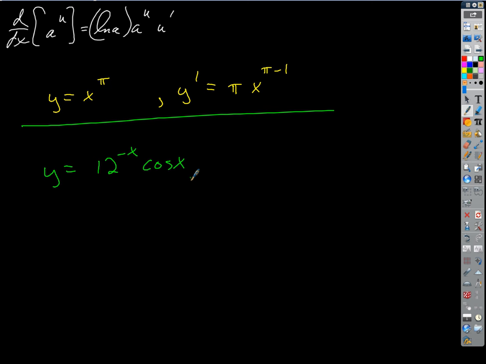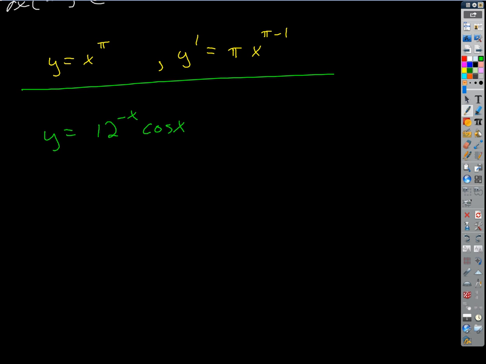Okay, so what's the first rule that applies here? What's the product? Yeah, it's a product of some stuff, right? So we've got to use the product rule. When we calculate y prime, we'll do first times the derivative of the second. So we're going to get 12 to the minus x times the derivative of cosine, plus second times the derivative of the first. Well, what's the derivative of 12 to the minus x?